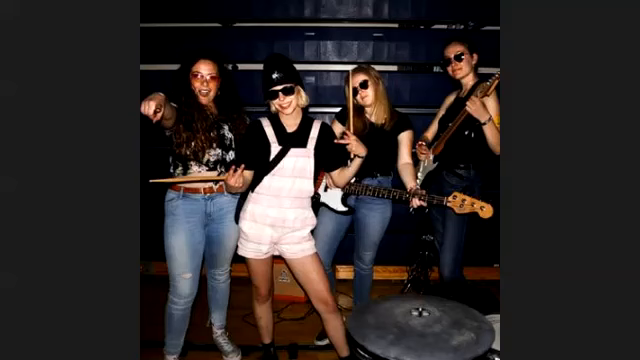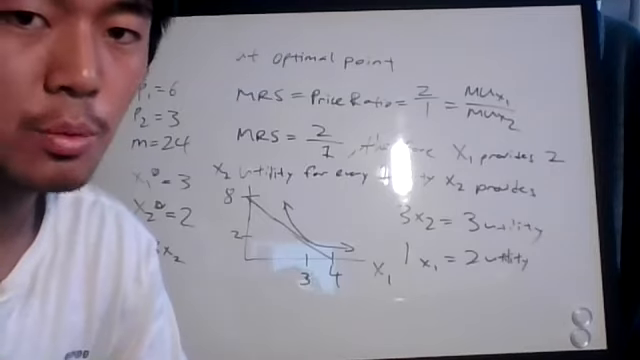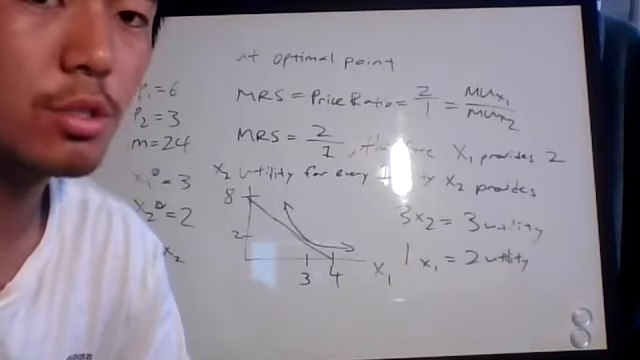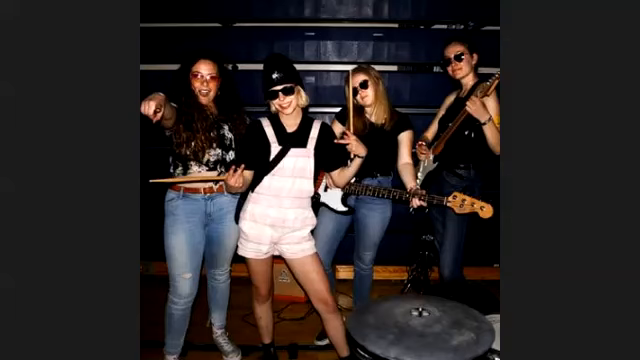I have a question. Yeah, what's up? If the MRS is 2, could you say that you would trade 2x2 for 1x1? Yeah, exactly. And you would do it for 6 and 3, basically any ratio that's 1 to 2. Okay, thank you. Yeah, that's a good question.